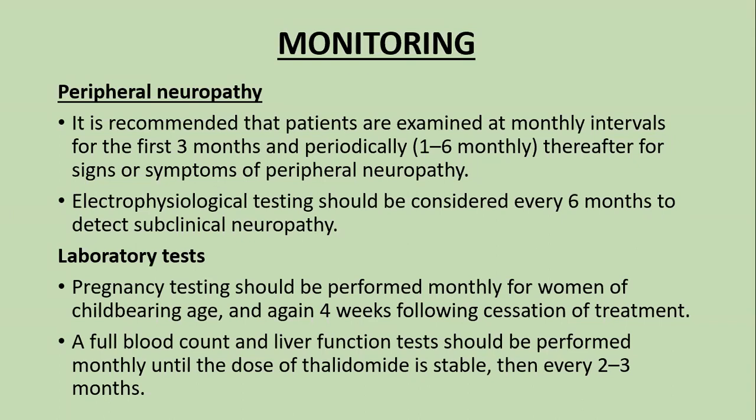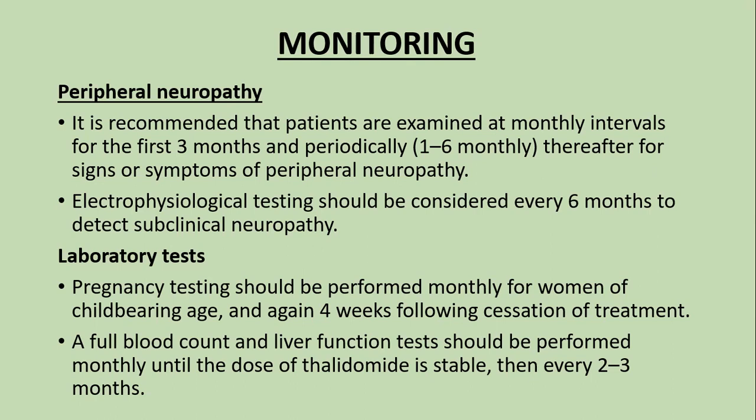Monitoring. Peripheral neuropathy. It is recommended that patients are examined at monthly intervals for the first 3 months and then periodically, 1 to 6 monthly thereafter, for signs and symptoms of peripheral neuropathy. Electrophysiological testing should be considered every 6 months to detect subclinical neuropathy.